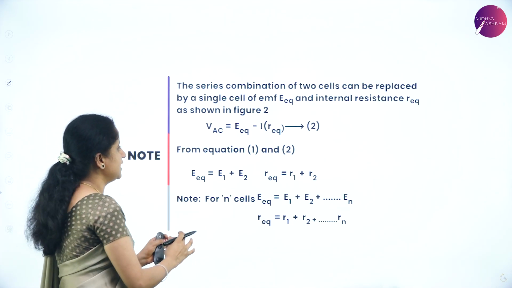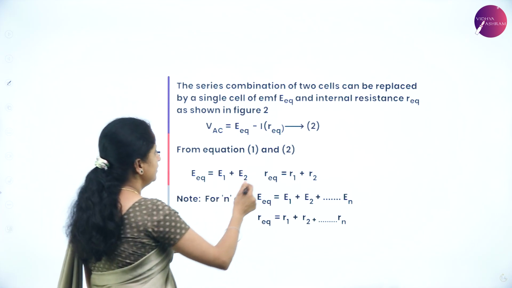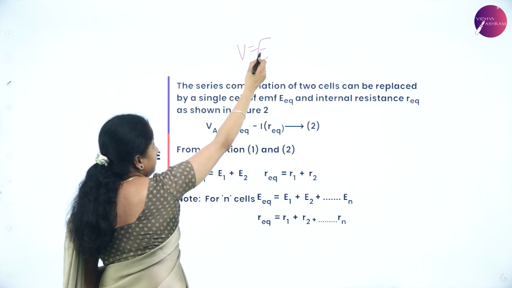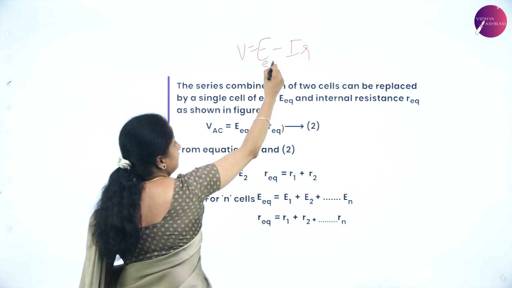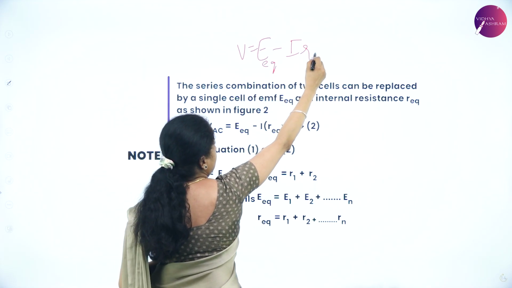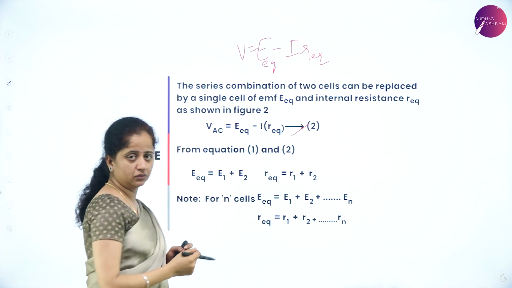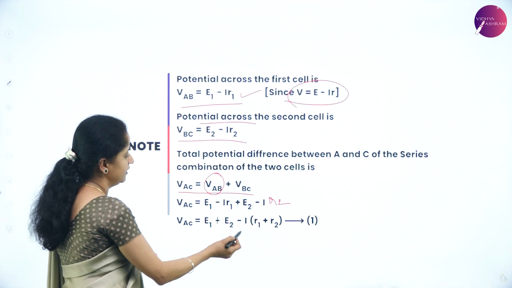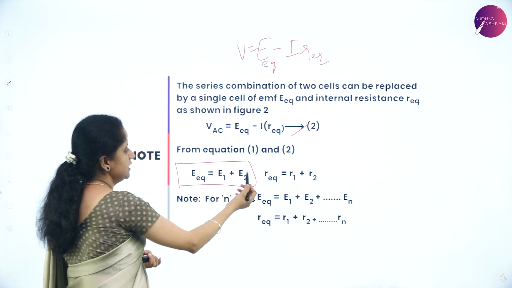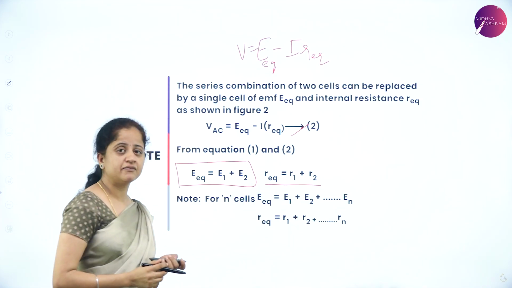Now let us write the same for the equivalent circuit. We know the equation for potential is V is equal to E minus I into R. Now for the equivalent circuit it is E equivalent minus I into R equivalent. That is my equation 2. Now by comparing equations 1 and 2, in the place of E equivalent I have E1 plus E2 in the previous expression. In the place of R equivalent we have R1 plus R2.